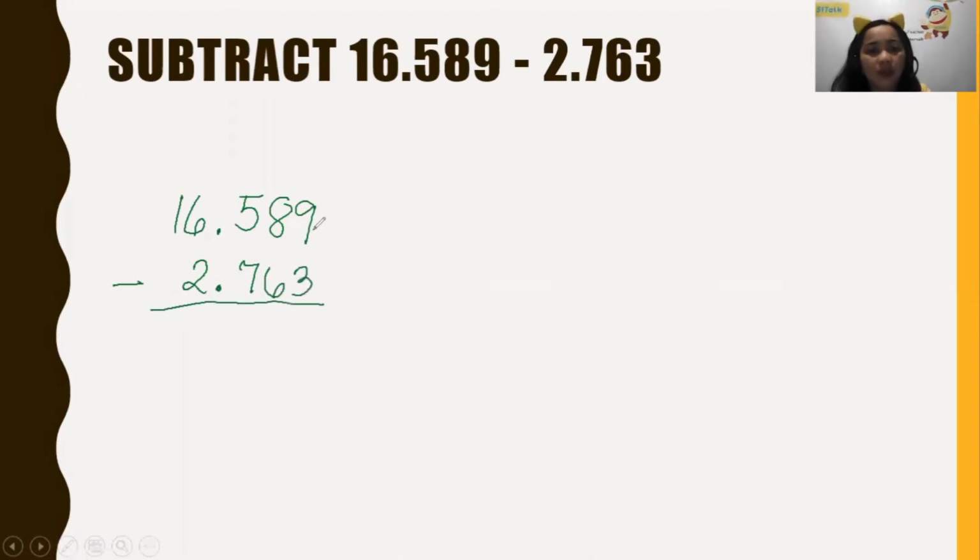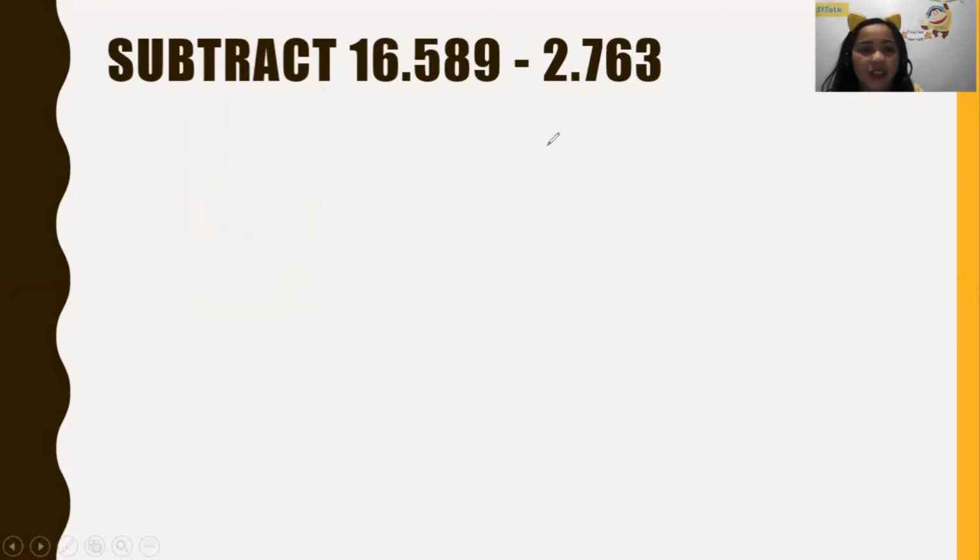Now, let's have 9 minus 3. 9 minus 3 is 6. 8 minus 6 is 2. And then 5 minus 7, pwede ba yun? Can we subtract 7 from 5? No. 5 will borrow 1 from 6, which will become 5, and 5 will become 15. Now, 15 minus 7 is 8. Copy the decimal point here. Then 5 minus 2 is 3. Bring down 1. Therefore, the answer is 13 and 826 thousandths.